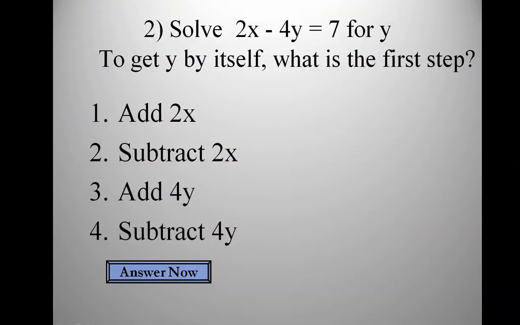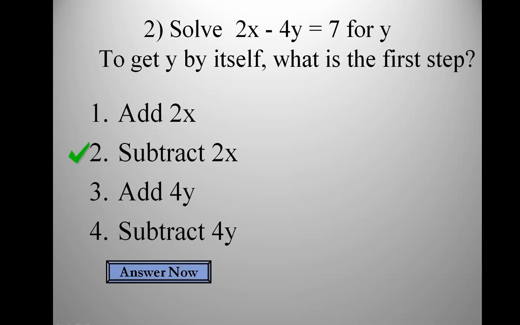So let's take a look at the same equation, but now I want to solve for y. So I want to isolate y. Which term has to go? And you think it is 2x because it doesn't have y. So what is your first step?